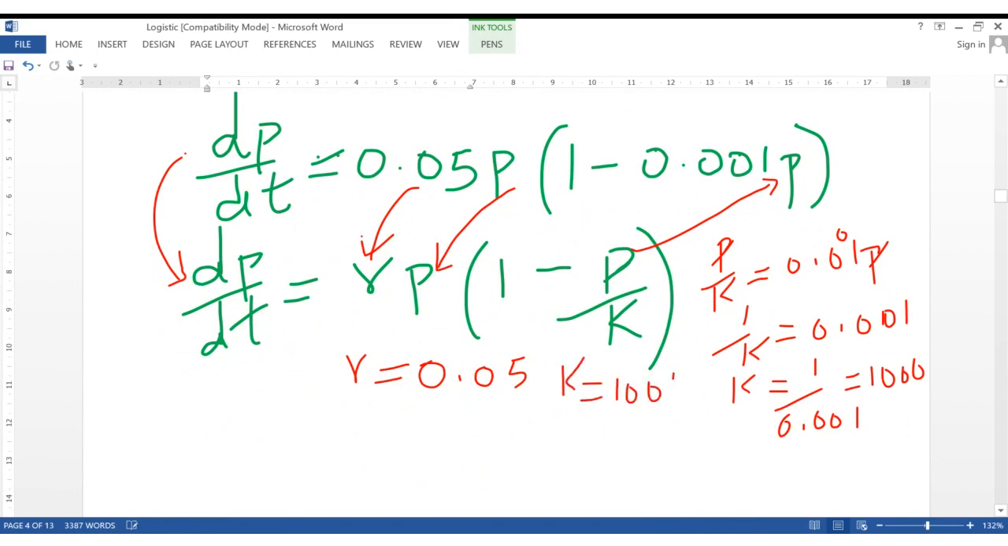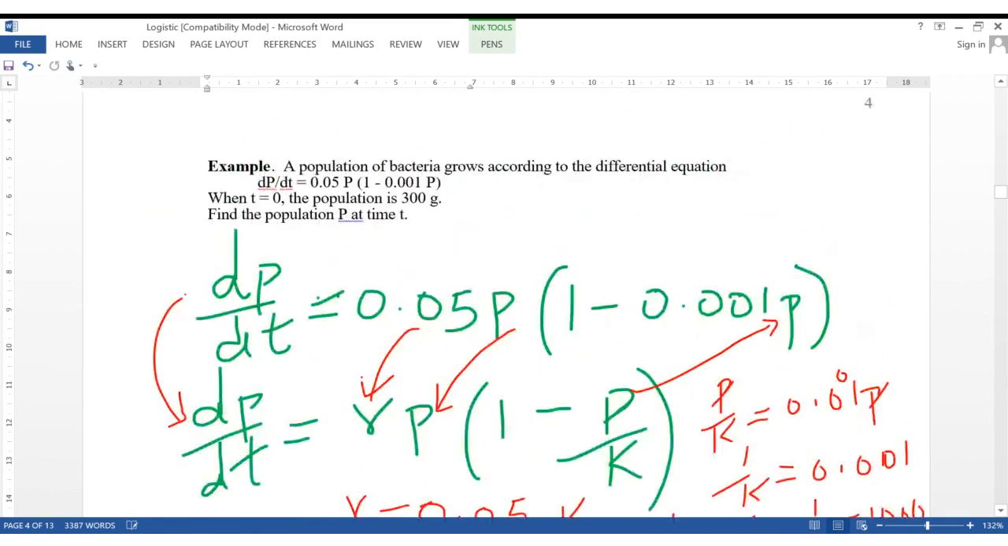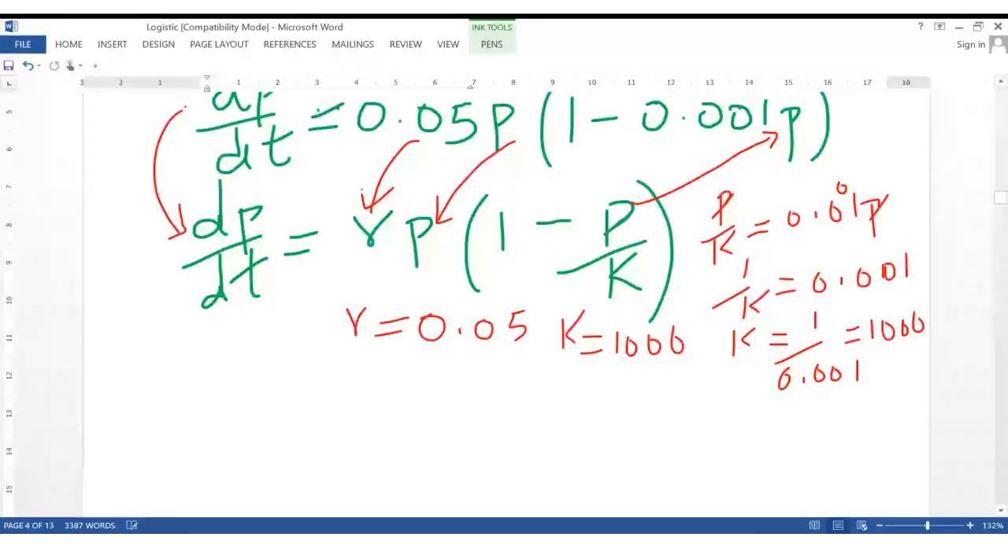Let me go back now to the question and get the value of P naught. So P naught is the population at t equals 0. So let's get our value of P naught, which is given as 300. So now I'm on the final stretch. Find the population P at any time.